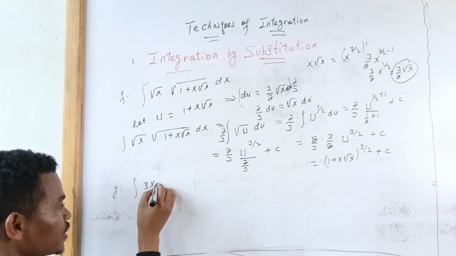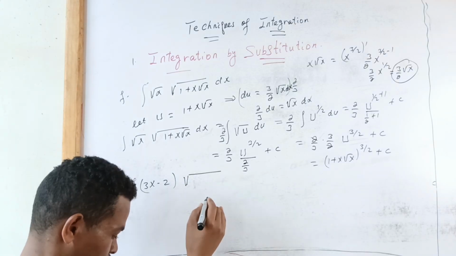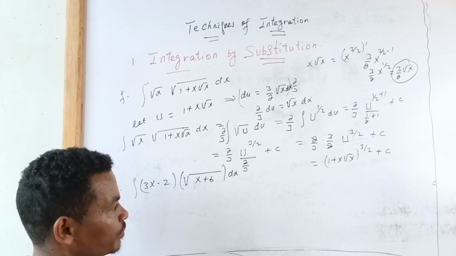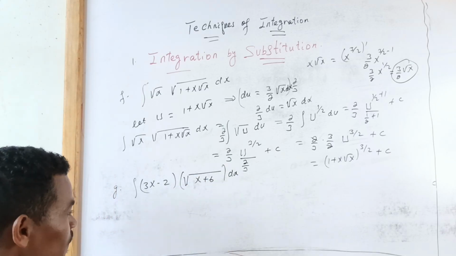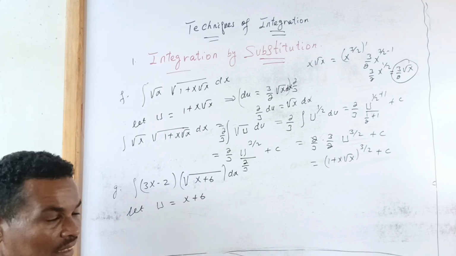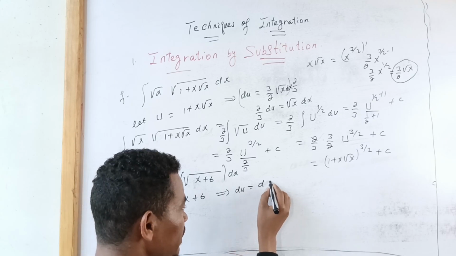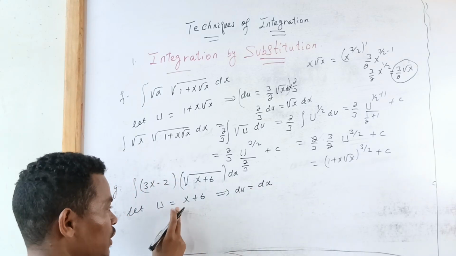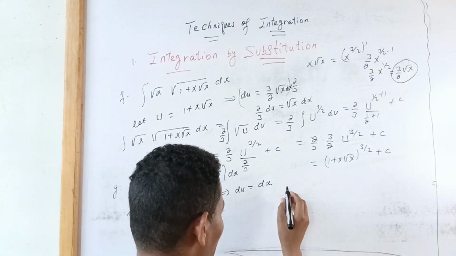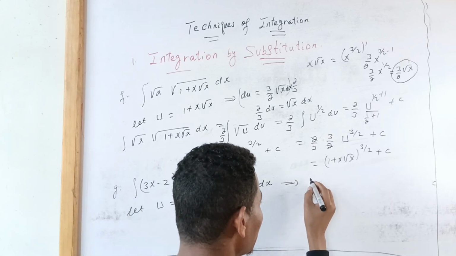Integration of 3x minus 2 times radical x plus 6 dx. Again, to solve this, let u equal x plus 6. This implies du by dx is equal to 1, so du is equal to dx.